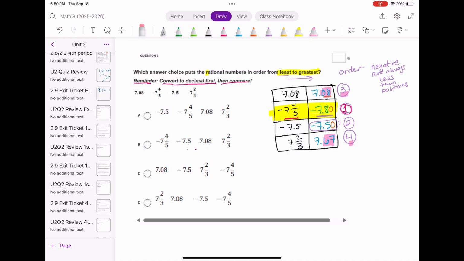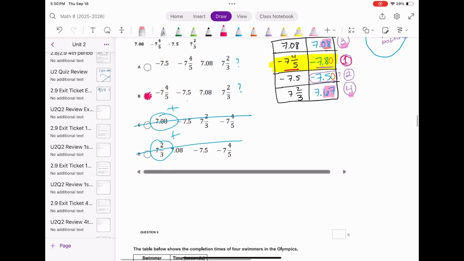Another way that you can do this quicker is that you know that answers C and D are not possible answers because your negative numbers should go first. And if you notice in C and D, the first numbers are positive. So you can always just check the first 2 negative numbers, decide which one is less, and then you can do this question quicker. Okay, let's go to number 9.